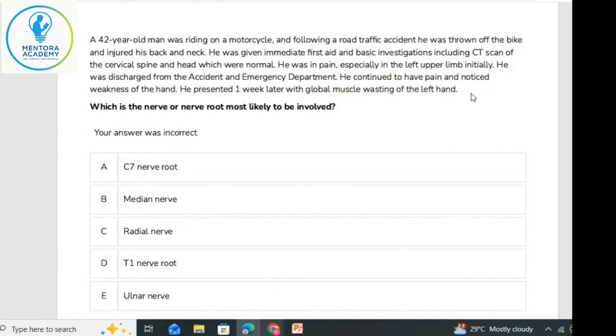Have you heard of this syndrome called Pancoast syndrome? Pancoast tumor, where there is a malignancy of the apex of the lung infiltrating the brachial plexus. So it can involve the C8 T1 nerve root, and the patient can come with the wasting of the hand.